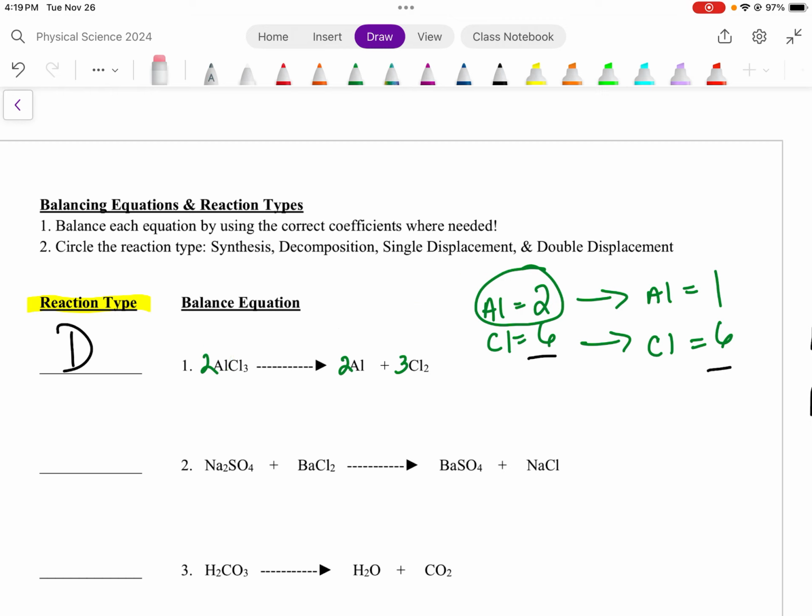Again, I'll get rid of the stuff that we don't want to look at. And that's what we're looking at. So this is similar to what we've done. You're just doing both at the same time. You're balancing and doing the type of reaction.